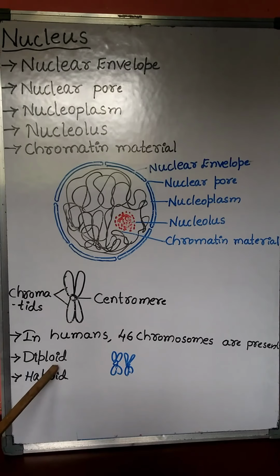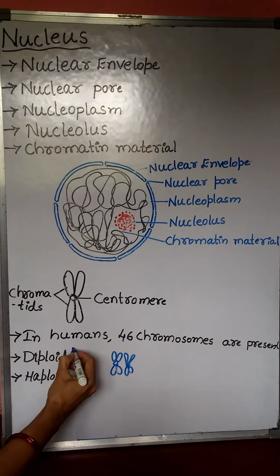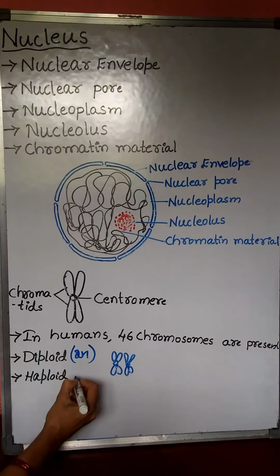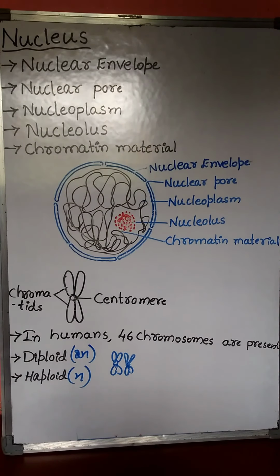Presence of two sets of chromosomes is called diploid. Means 2n. For example, in human beings, 23 pairs of chromosomes are present. Means 23 chromosomes belong to father and another 23 chromosomes belong to mother. That condition is called diploid, means two sets of chromosomes.